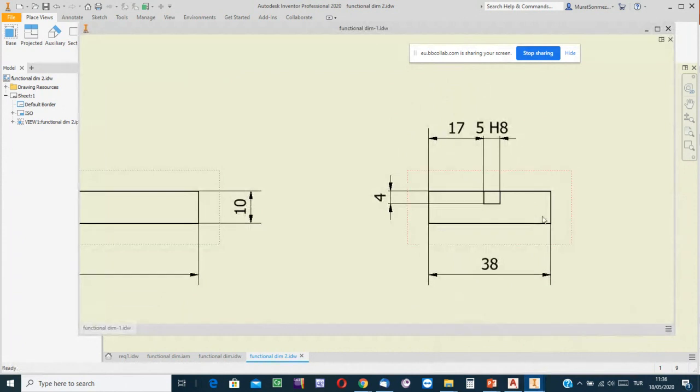I can say similar things for this channel. After the manufacturing, of course, quality control engineers measure the size, the depth of the channel, to see whether the measured size is in the range bounded by the upper and lower limits that correspond to H8, 5H8. Okay, yes, this is our method, dear students.